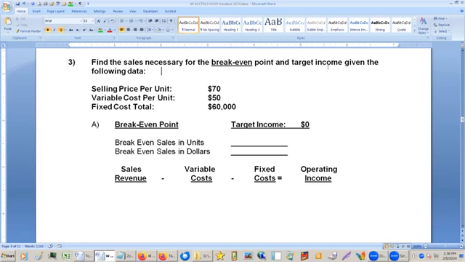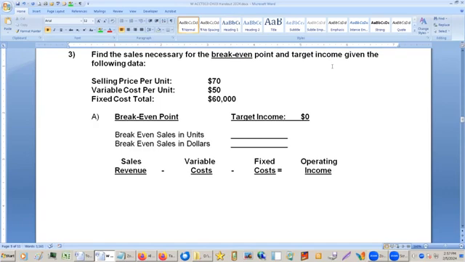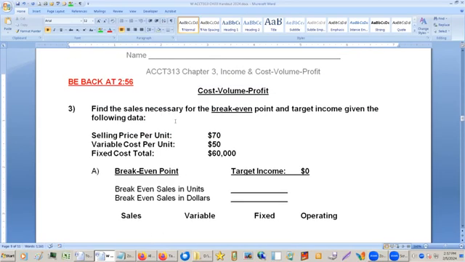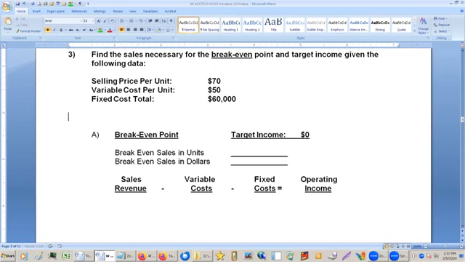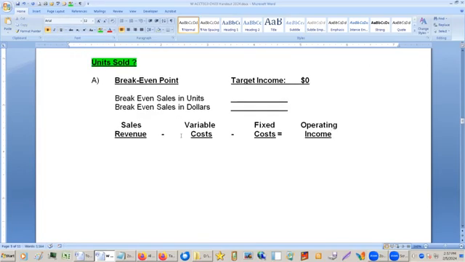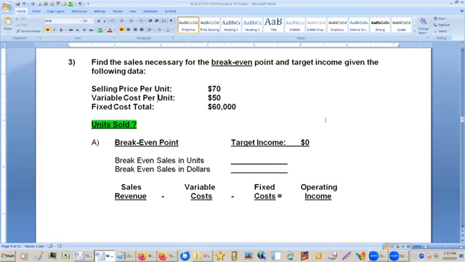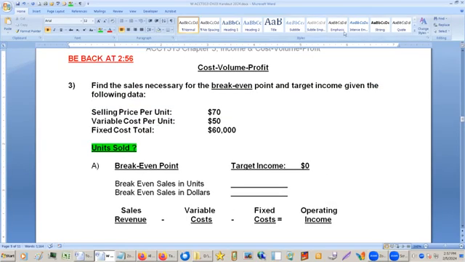Has anyone looked at this one and figured it out? Yeah. So here's the thing, we don't know what the units are. So what we're really looking for are the units. So how many units would we have to sell to break even, to have an income of 0? How many units do we have to sell?